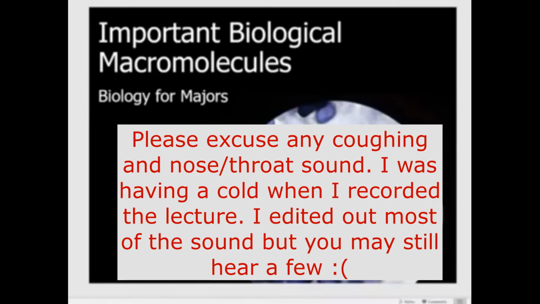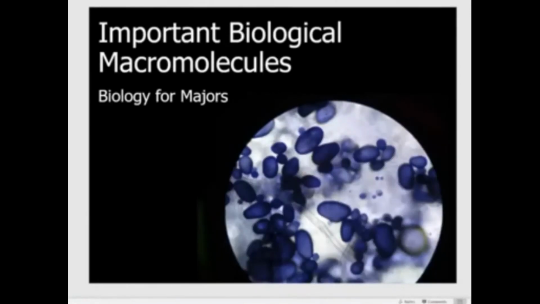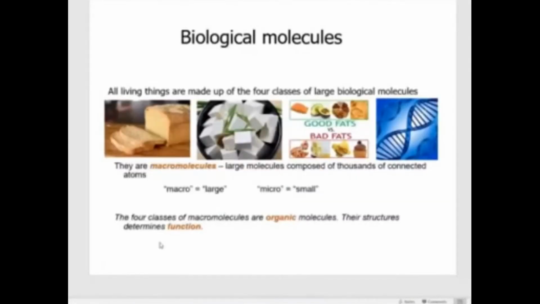This is the third chapter where we're going to study biological molecules. These four pictures actually show you the four most important biological molecules. All living things are made up of these four classes of biomolecules.